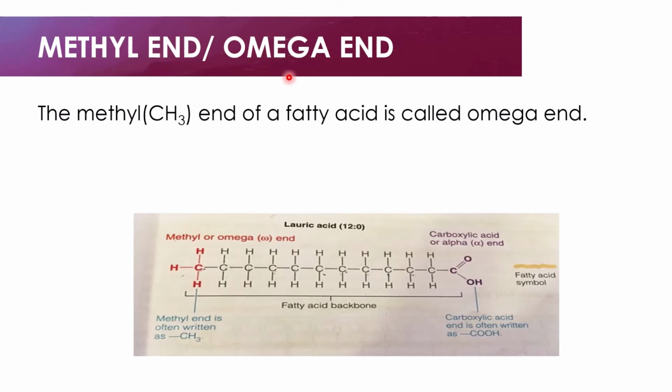First of all, what we have to note is that the methyl end of a fatty acid is called the omega end. So this is the structure of a fatty acid as shown here. This is the carboxylic or carboxyl group of the fatty acid, and this is the methyl end of the fatty acid. So the methyl end is also called the omega end. When we just talk of the omega end of a fatty acid, it's just the methyl end of the fatty acid.